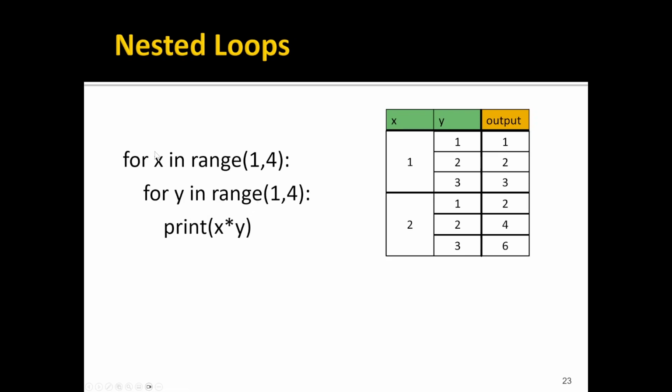We go back up, we get the third value for x, and then we start over inside the body of that loop. So it says make a new loop here, give y the first value from its range, print it out, get the next value, print it out, get the next value, print it out. So for each iteration of the outer loop, we do all of the iterations for the inner loop.